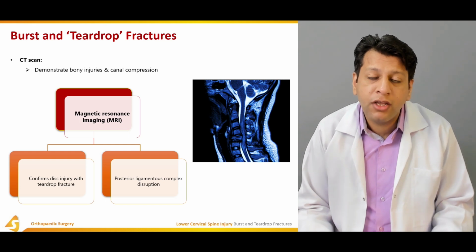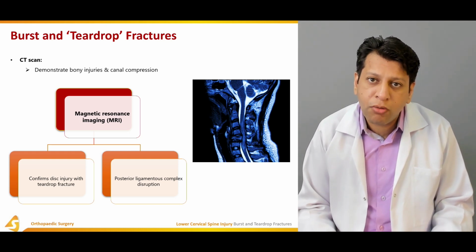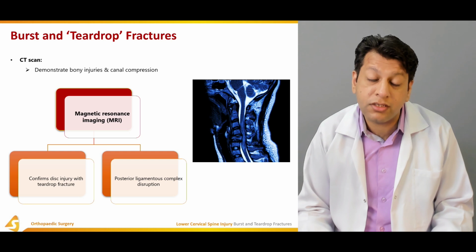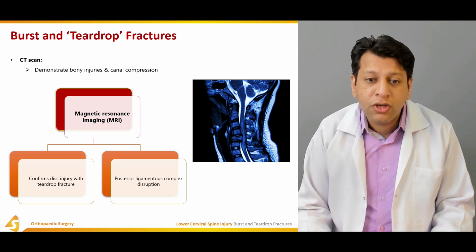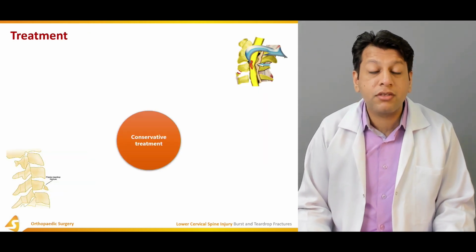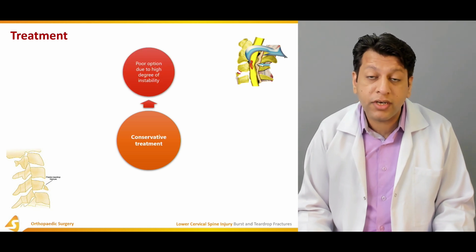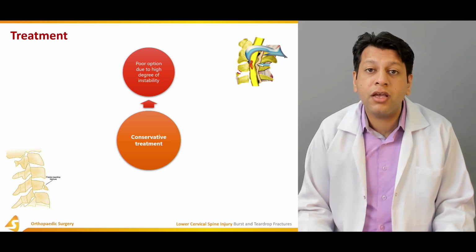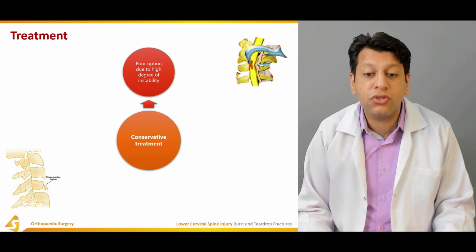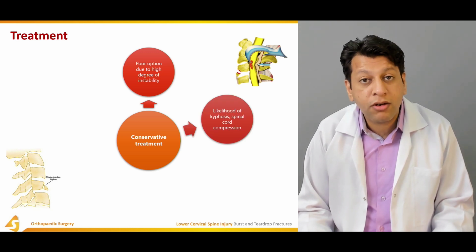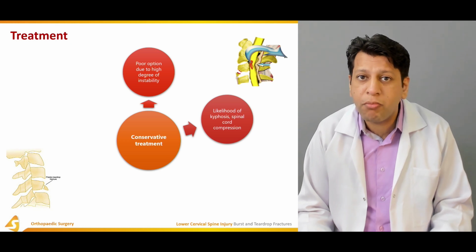Once we confirm that, we know whether the posterior ligamentous complex and discoligamentous complex are intact or not, and by the CT we know what type of fracture it is. Is it a burst fracture? Is it a teardrop fracture? Now that will help us determine whether it's a stable or unstable injury. So if it's stable, then you can go for conservative treatment, but usually these burst or teardrop fractures are associated with unstable injuries, and they are associated with discoligamentous complex disruption. Therefore, conservative treatment is usually a poor option due to the high degree of instability. There's increased likelihood of kyphosis and spinal cord compression, because the fragments can go back into the canal.